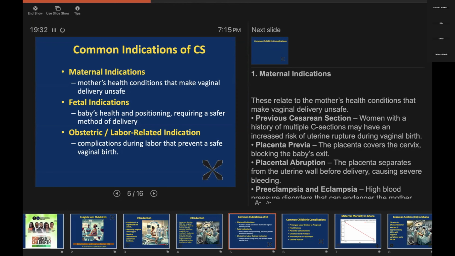Thank you very much. So, Doctor, basically from what you said, cesarean sections are medical interventions. Yes, they are. Thank you very much.